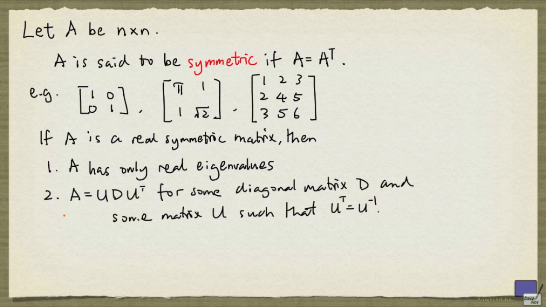So, if A is a real symmetric matrix, then A can be written as U times D times U transpose for some diagonal matrix D and some matrix U satisfying U transpose equals U inverse. A real square matrix that satisfies this is called orthogonal. And if a matrix can be written like this, then it's said to be orthogonally diagonalizable. The proof of this result is rather tricky. Here we'll prove the result for the case when the eigenvalues are distinct.